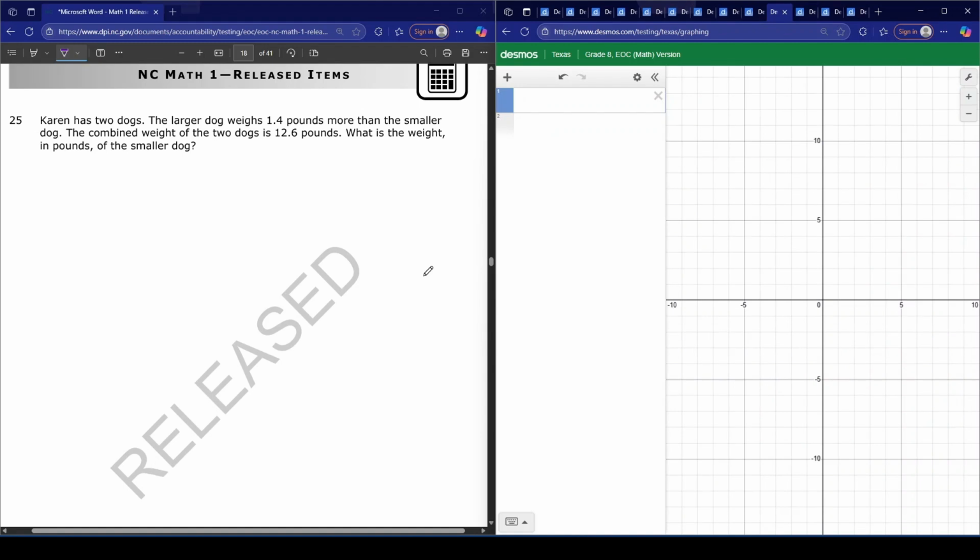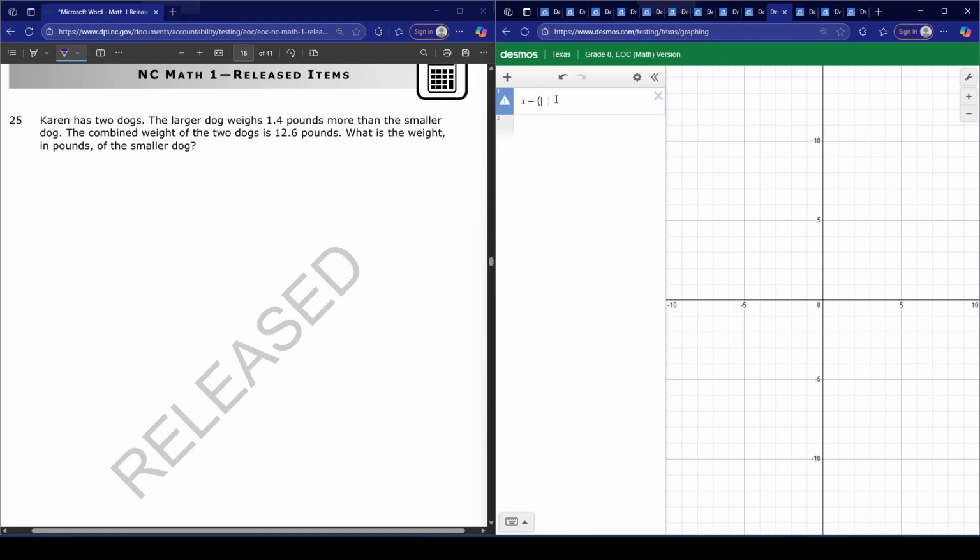Karen has 2 dogs. The larger dog weighs 1.4 pounds more than the smaller dog. The combined weight of the 2 dogs is 12.6 pounds. What is the weight in pounds of the smaller dog? Okay, so 2 dogs, we can just set this up, right? So X equals the smaller dog, okay?